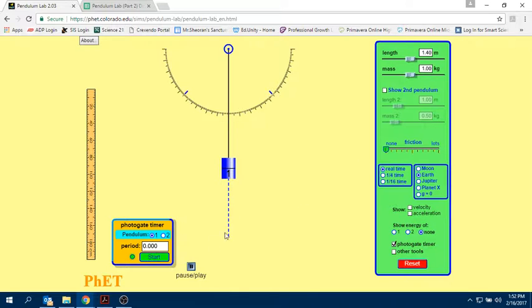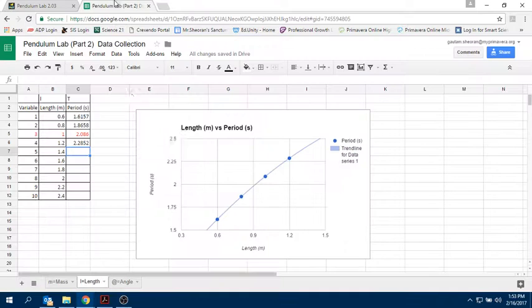1.4. Set this go. All right, 2.4683 seconds. And yeah, even more curvature appearing.